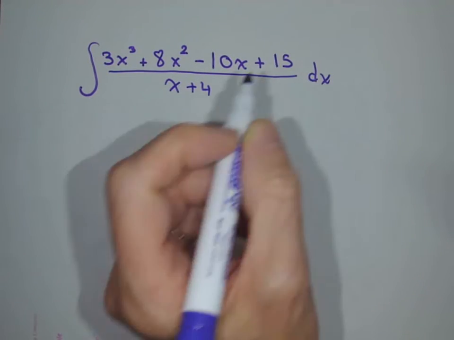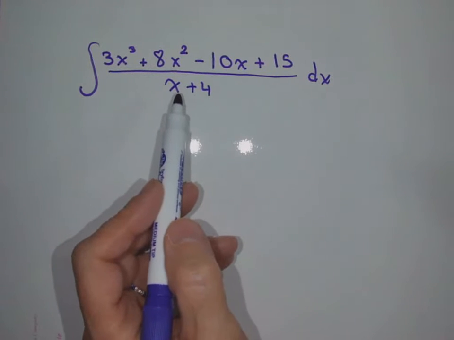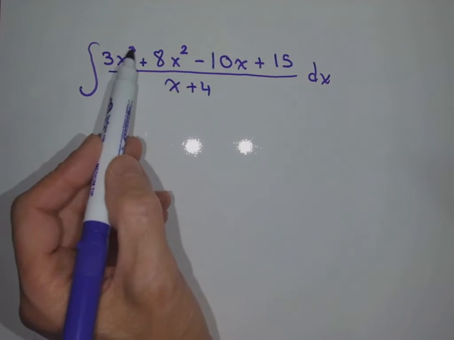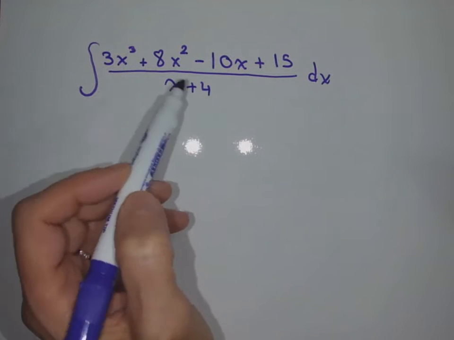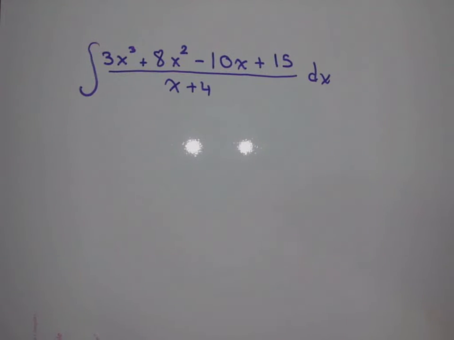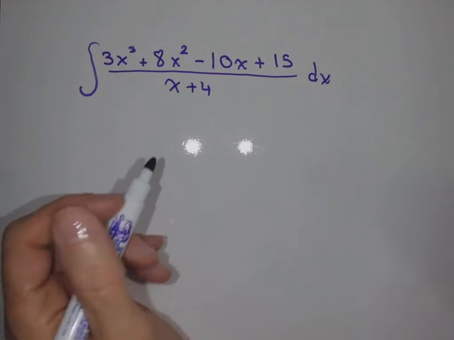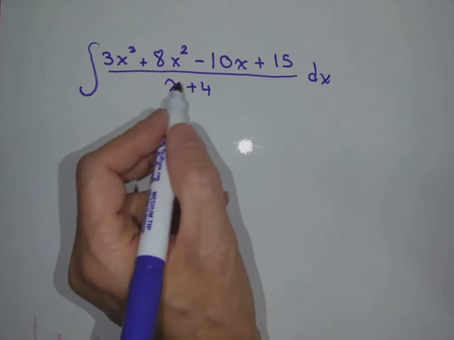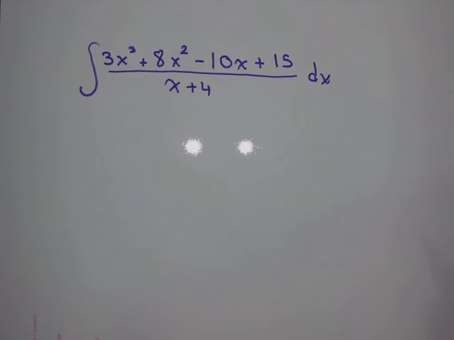And we notice we have a polynomial in the numerator, a polynomial in the denominator. The polynomial of the numerator has a degree higher than the polynomial in the denominator. Therefore, we know we're going to use division. And this divisor, what we're going to divide by here, is a linear polynomial. So we could use synthetic division.